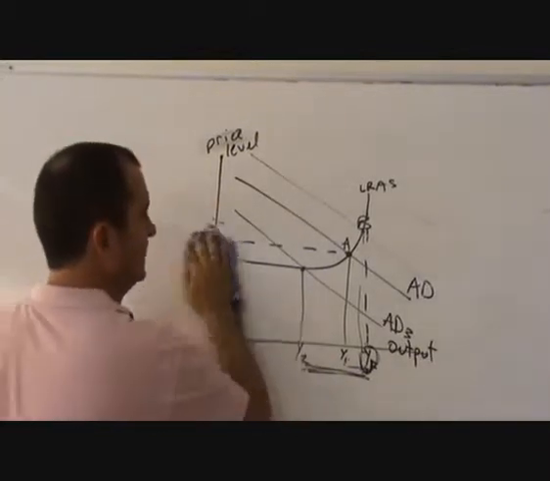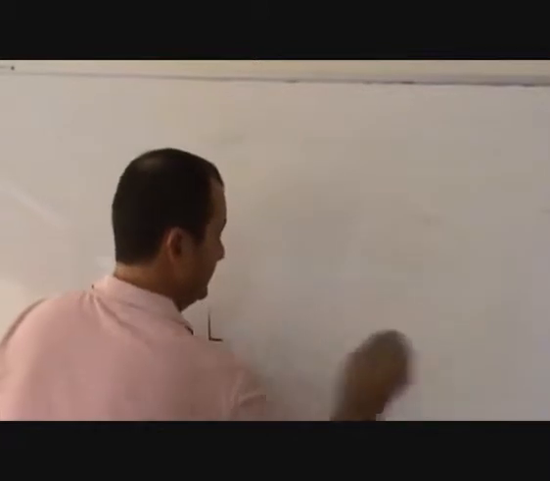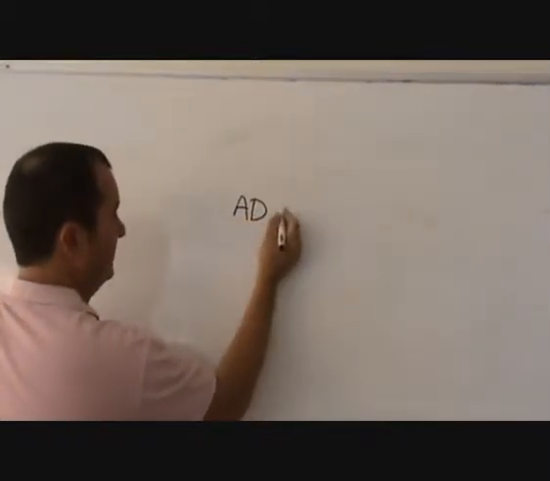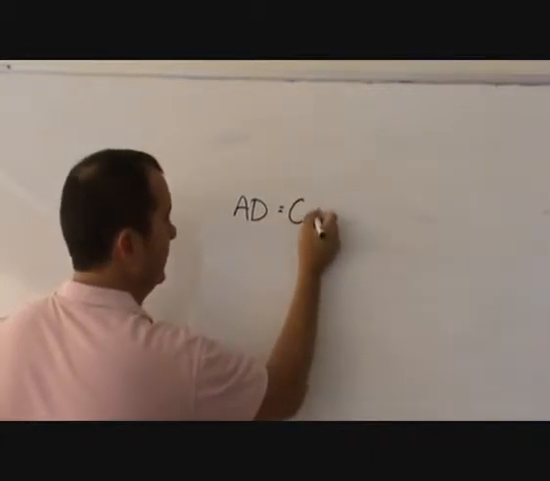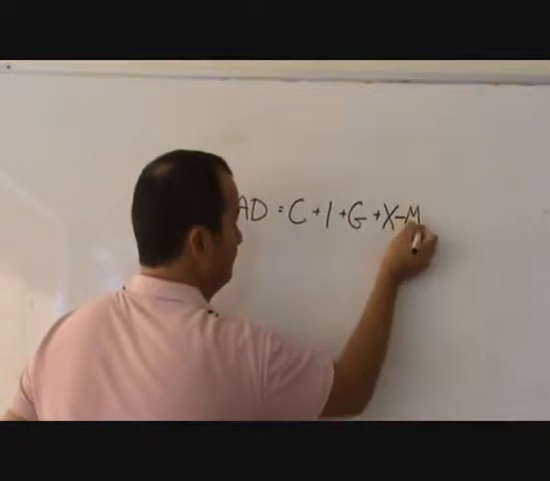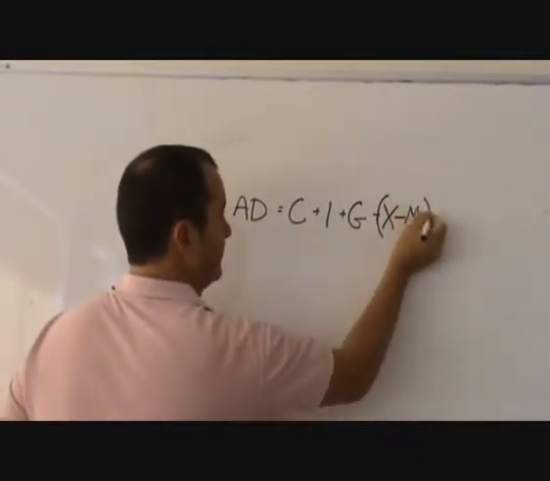Let me show you. I'm going to rub this out. We said that aggregate demand, AD, is C and I and G and X minus M. Okay?